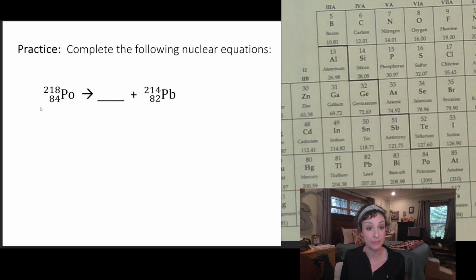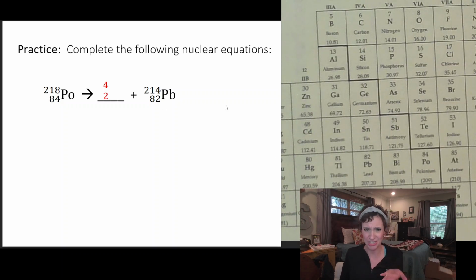So here I have polonium-218, and he turns into something that I do not know yet, and then lead-214. You're like, how am I supposed to do this? This arrow is an equal sign. I need to make sure the top numbers on both sides are the same. Well, 214 plus what gives you 218? And then 82 plus what gives you 84?